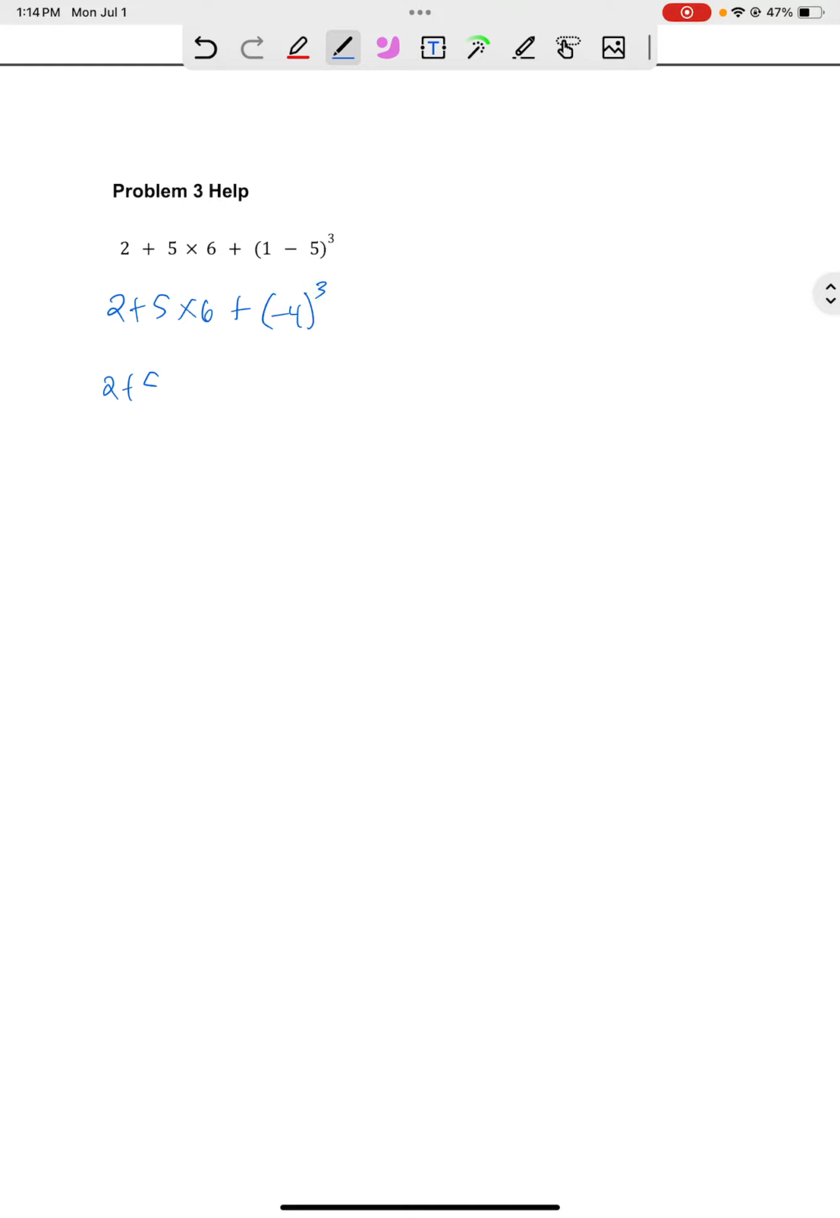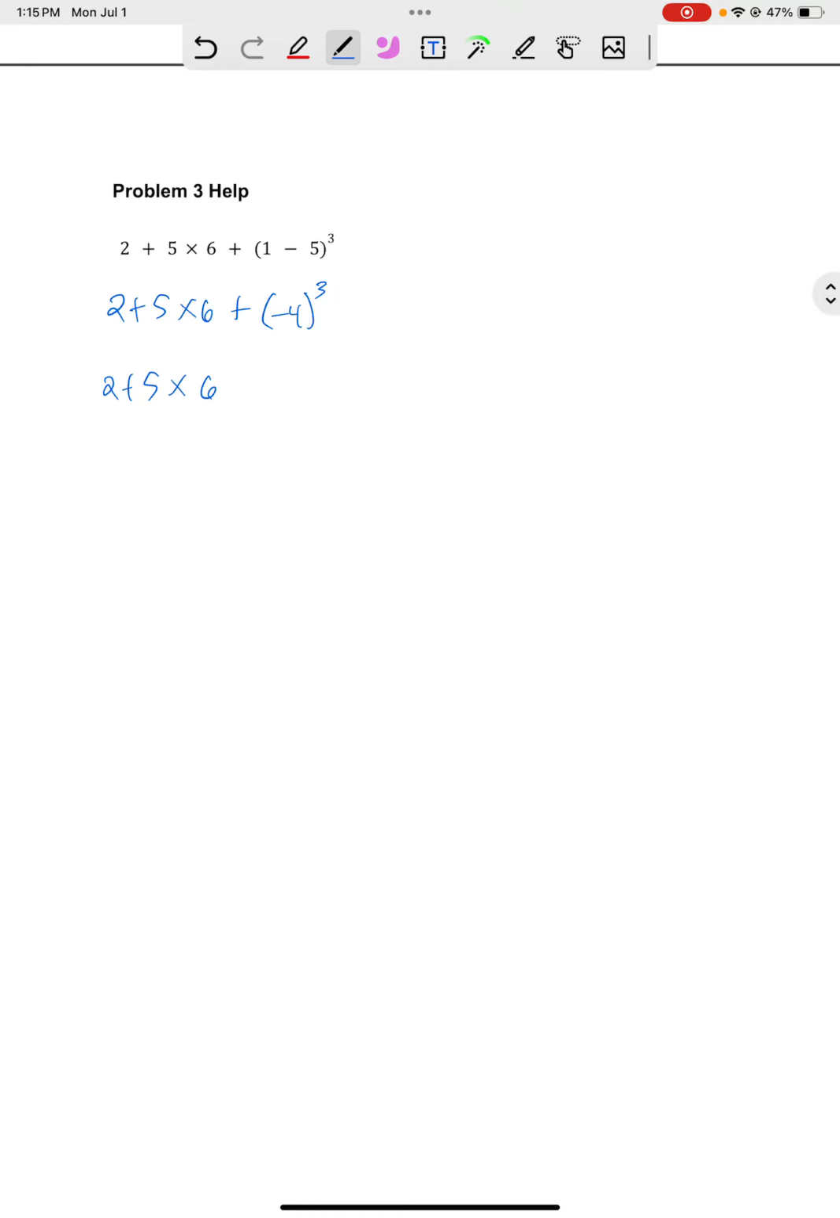So I'm just going to copy everything down and see what is negative 4 to the third power. Well, 4 times 4 is 16. 16 times 4 is 64. So 4 times 4 times 4, which is what 4 to the third power is, is 64. So if 4 cubed is 64, what is negative 4 cubed?